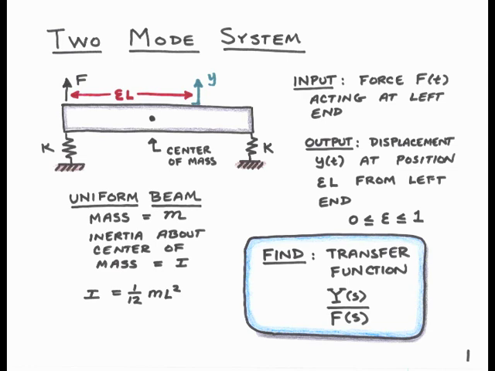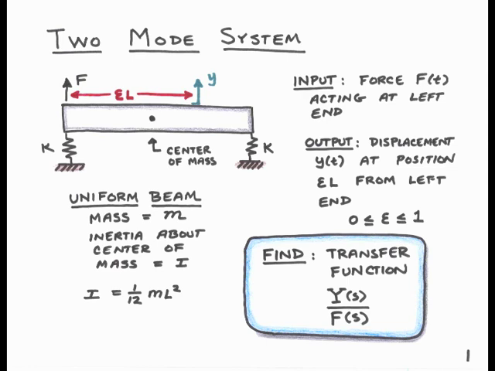In this presentation, we're going to look at a very interesting example problem that has two modes. So let's discuss this problem. It consists of a beam that's rigid and is supported by two springs at either end. And we'll make the springs have the same stiffness, k.